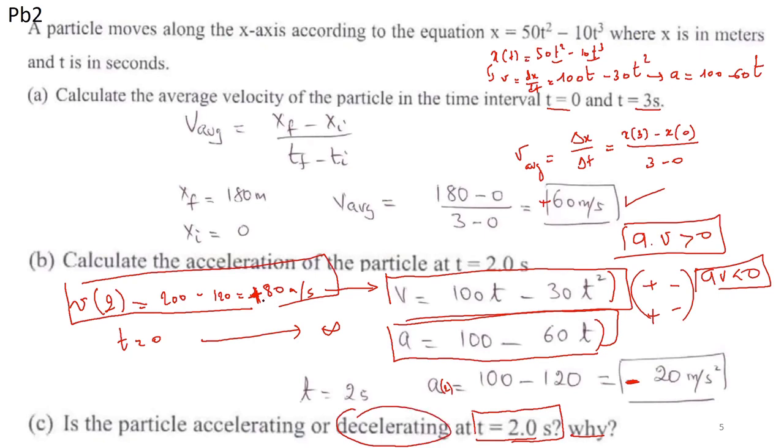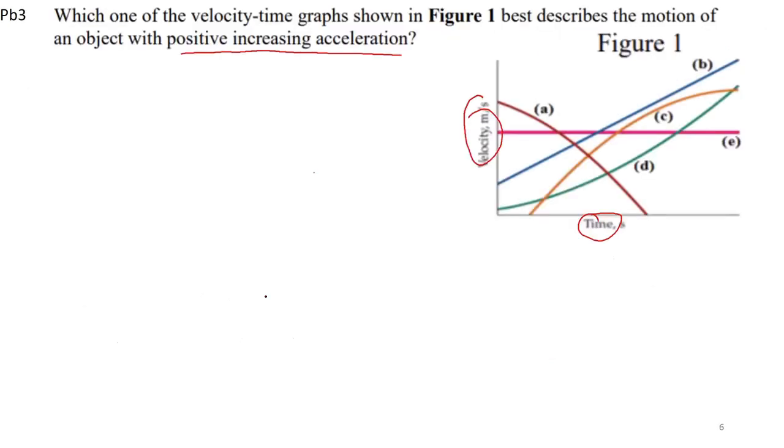If the velocity here was negative, it means I'm moving in the negative direction and there is a force. So basically I'm accelerating in the negative direction. That means I'm going faster and faster and faster. I'm speeding up.